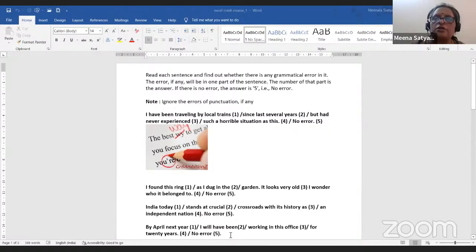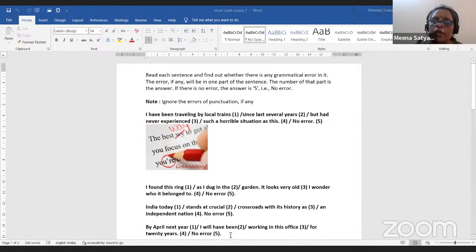They say, read the sentence, find out if there is any grammatical error in it. The error, if there is any, will be in one part of the sentence only. The number of that part is the answer. If there is no error, it says no error too. Ignore the errors of punctuation, if any, if this instruction is given. Suppose the slash is given and they ask for errors of punctuation, then you will have to do that also. I'll just start the first one and leave it at this point for today.